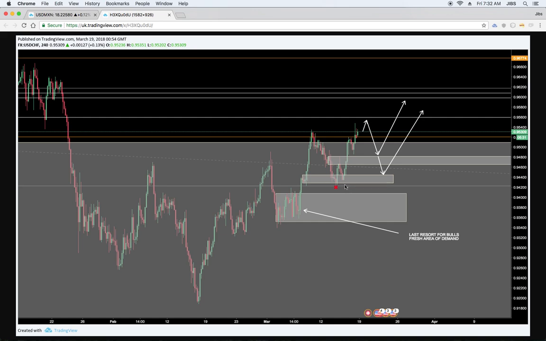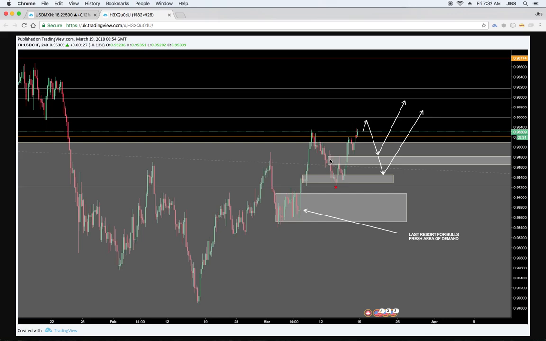Respects it, fails to close below it. Shows you an indication of strength in the zone. Also failed to take out the low here. Kept the uptrend intact, so higher highs and higher lows. Forms another order block, shoots up, and then you got this breaker here too.